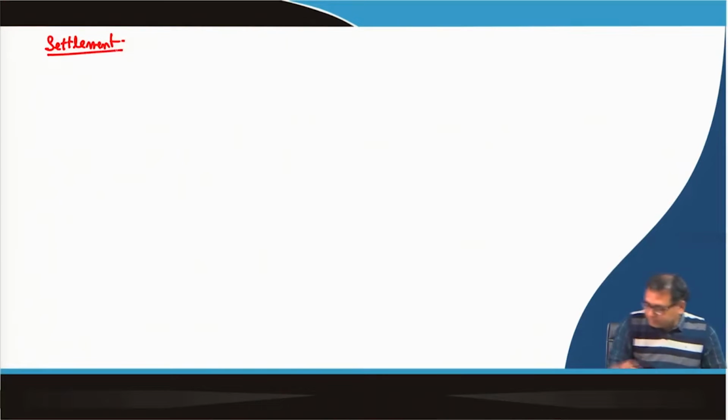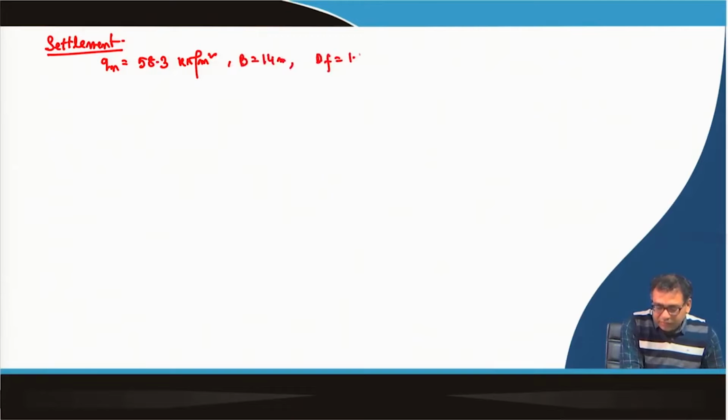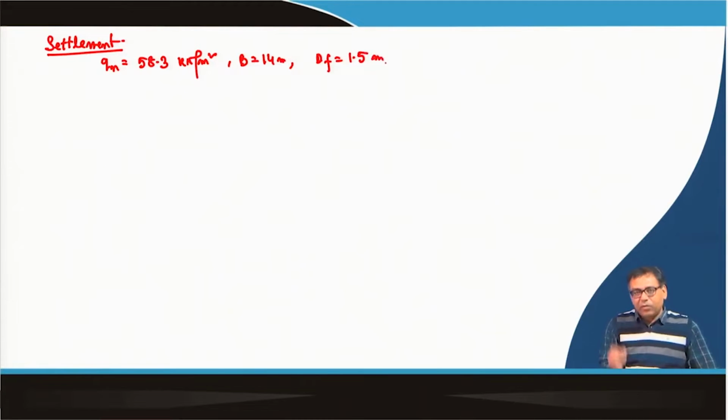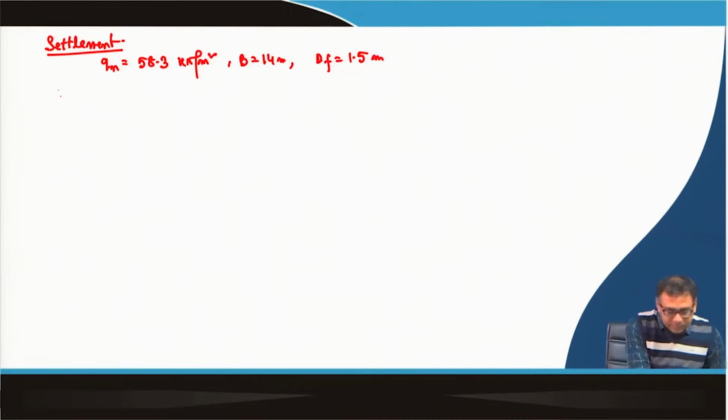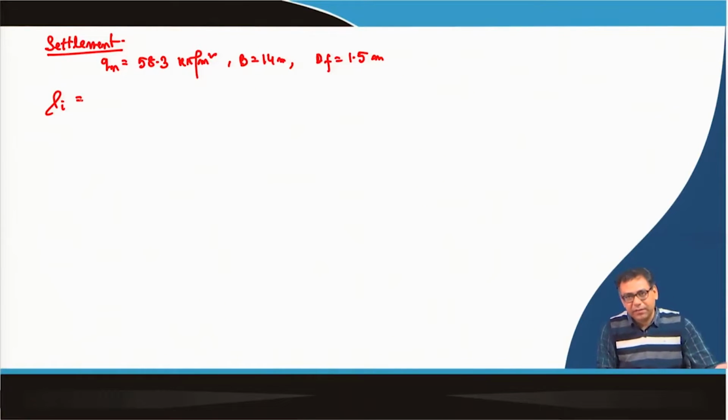So, the settlement calculation. Q net, which is 58.3, is coming at the base of the foundation, B value is 14 meter, depth of foundation is 1.5 meter, and water table is also at 1.5 meter from the ground surface. So, here we have to first calculate the immediate settlement. Okay. So, I have given the 2 equations for clay, immediate settlement and consolidation settlement, and for sandy soil I have given the 5 equations to determine the settlement.